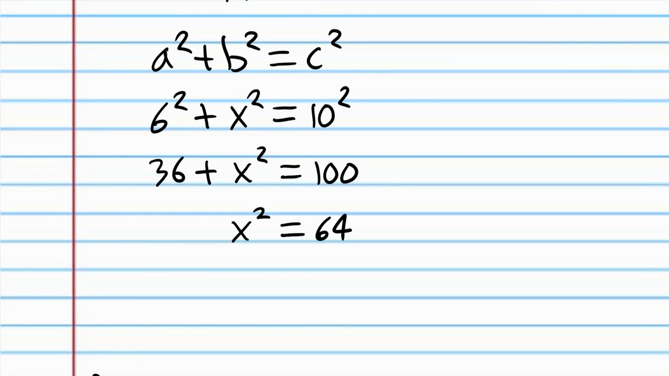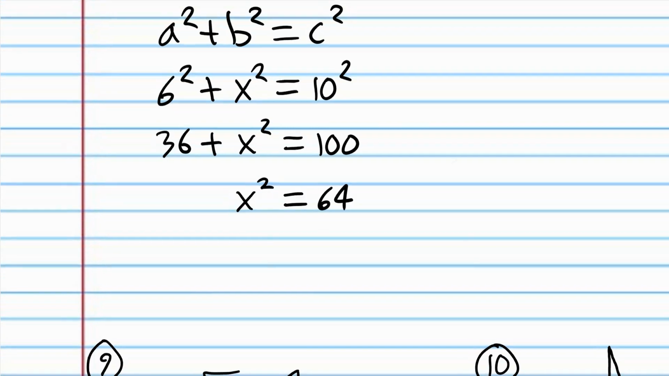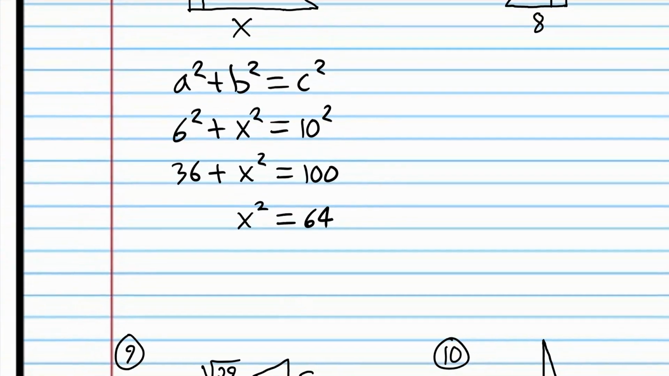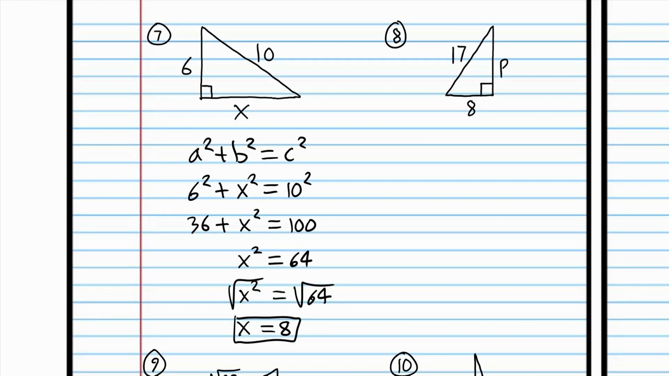So you can see this equation is becoming simpler and simpler as we go along. Now we've solved for x squared. We don't want x squared, we want x, so we have to square root both sides. And now we have x is equal to 8, and that is the answer. We were looking for a leg on that problem, and we found that the leg is 8.